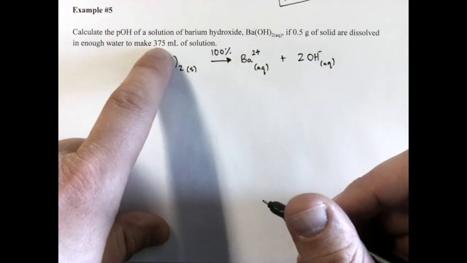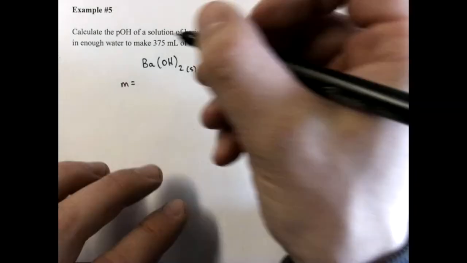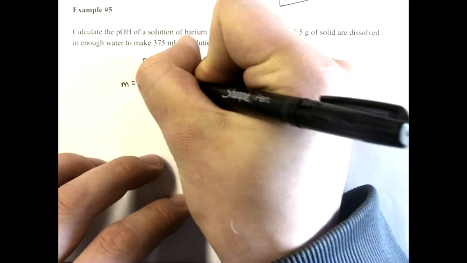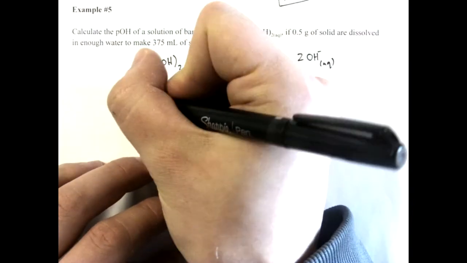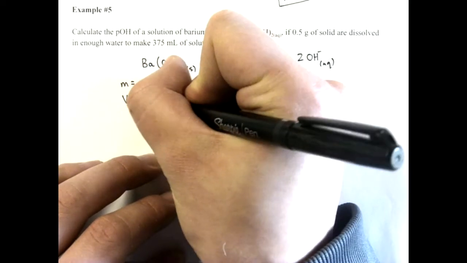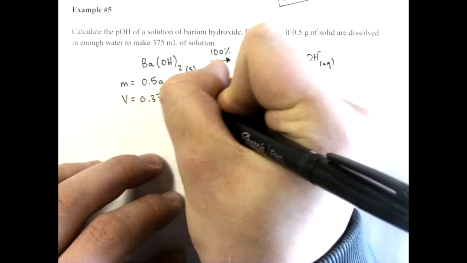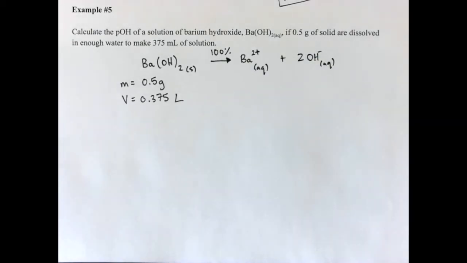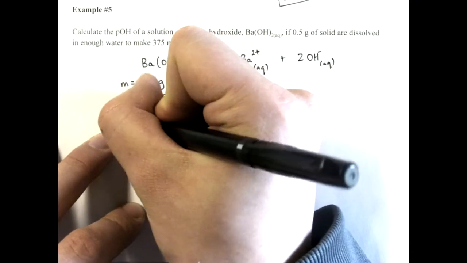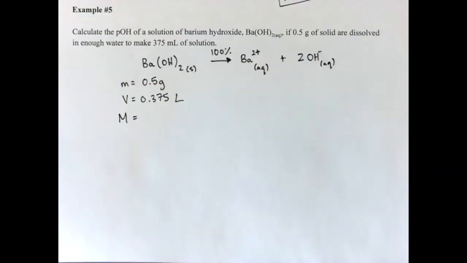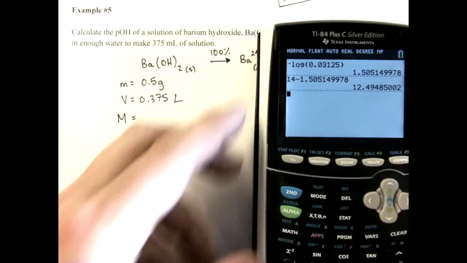So, pOH of a solution of barium hydroxide. If I've got 0.5 grams of the solid, and I need enough water to make 375 mL of solution, so I've got 0.5 grams, and I need to make 0.375 liters of solution. I should find the molar mass here, capital M, molar mass of barium hydroxide.